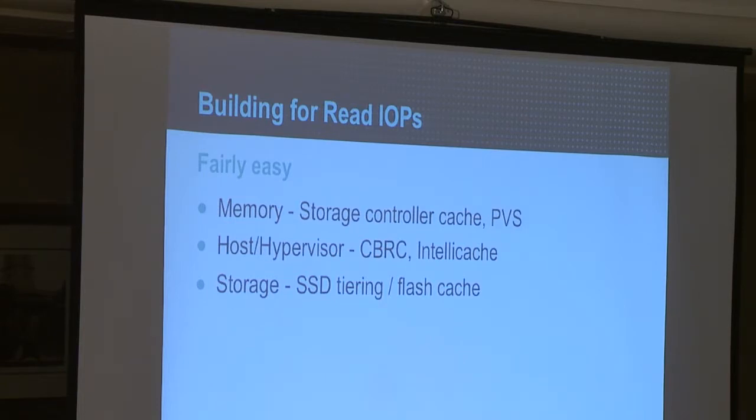on a per host basis. Similarly, Citrix on the XenServer side has a technology called IntelliCache, and it would typically use things like SSD on the local server or even spinning disk to cache frequently read blocks there at the hypervisor layer using local storage. Or in the case of vSphere, it's using CBRC.